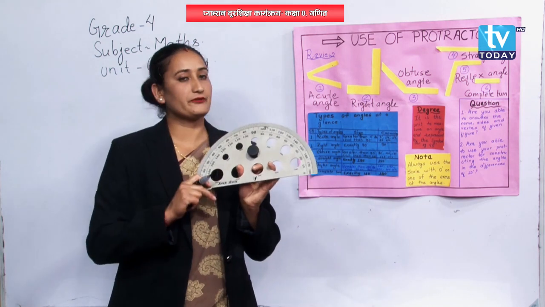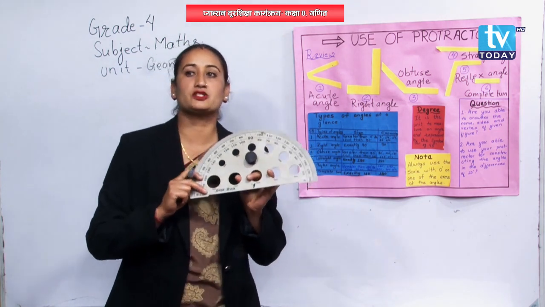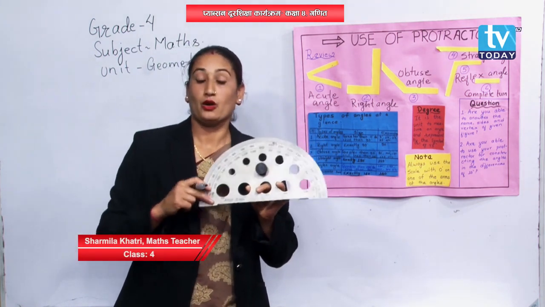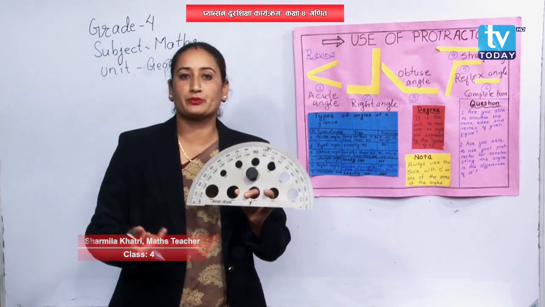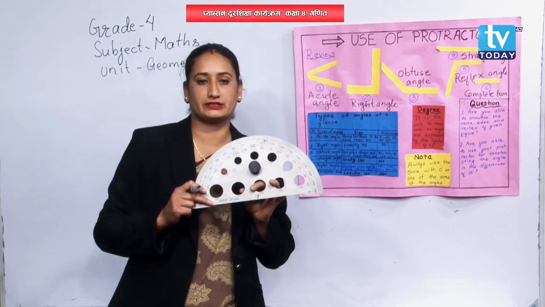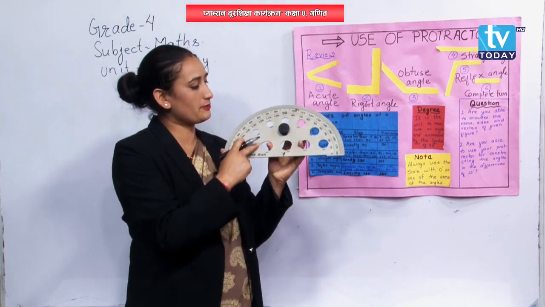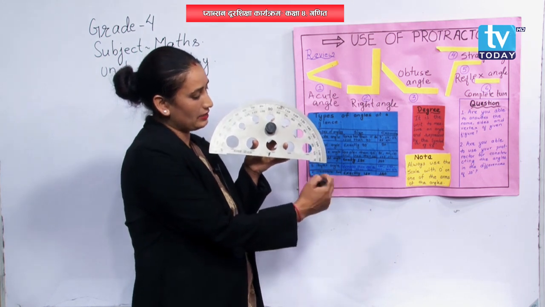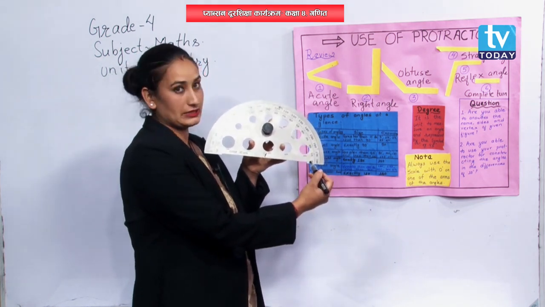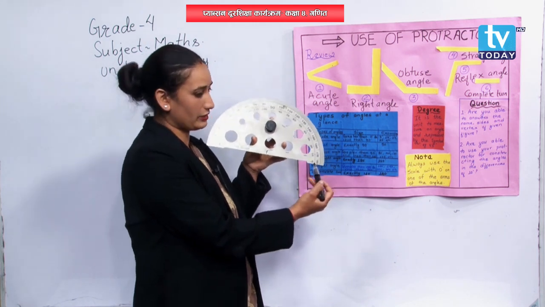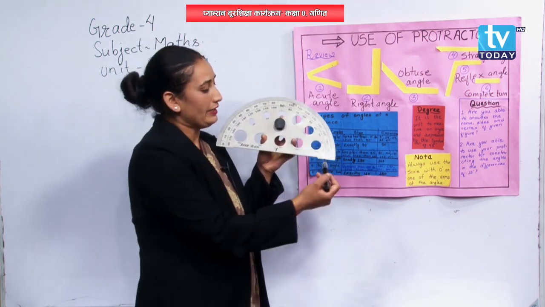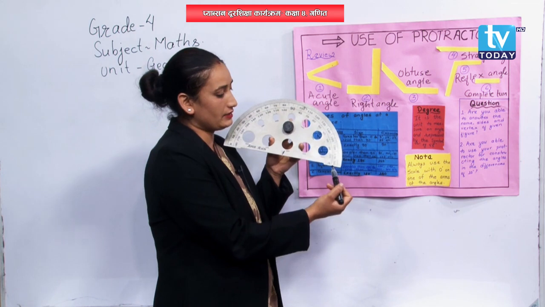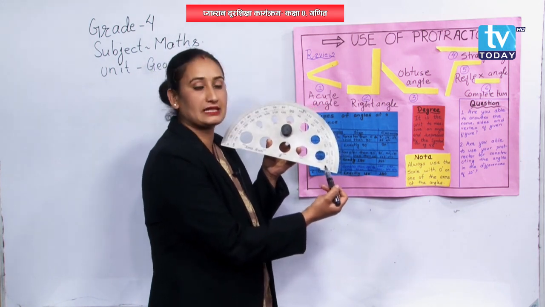Okay. Before using this protector, you must know about the inner scale and the outer scale. What do you mean by inner scale and what do you mean by outer scale? You have to know about it. Now see the protector very carefully. From the right side, can you see here? Have you noticed if it starts from the 0 scale? See properly, you can check on your own protector also. If it starts from the 0 scale or 0 degree scale, then it's the inner scale.